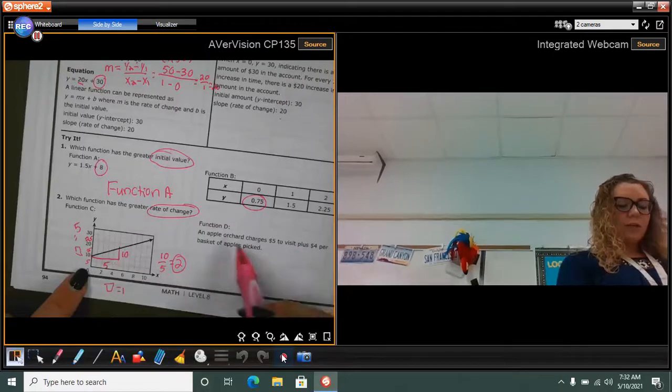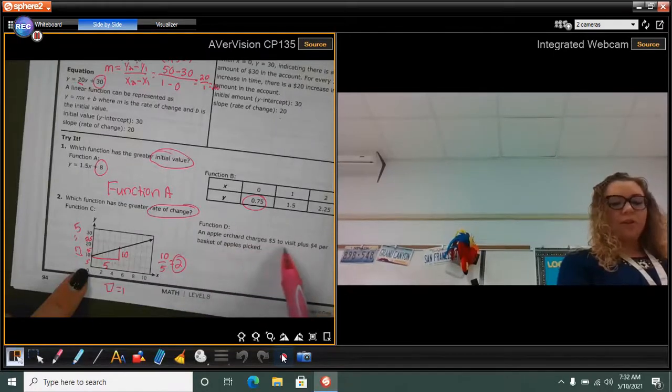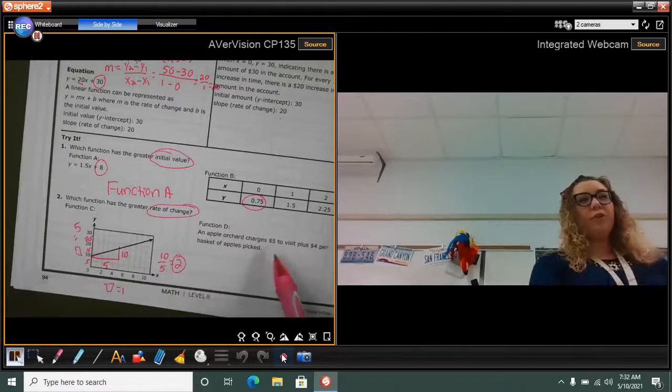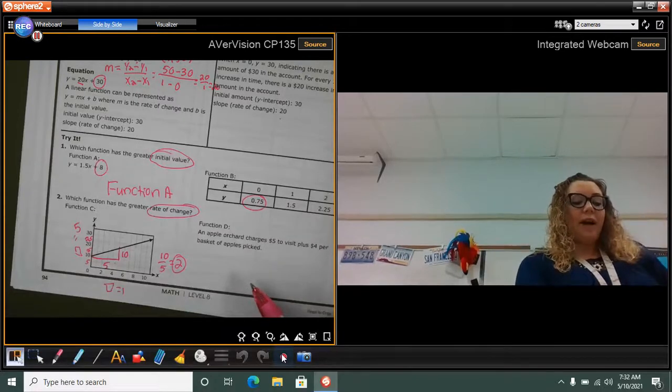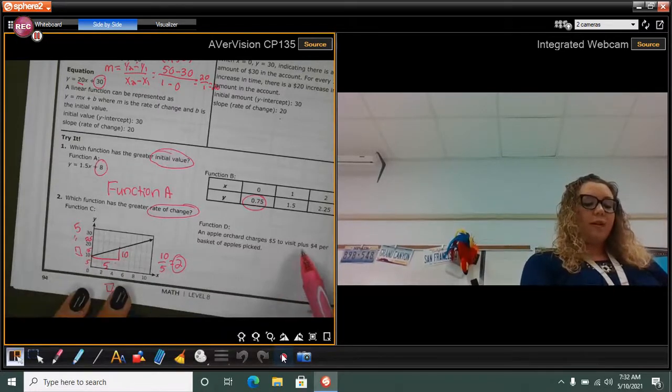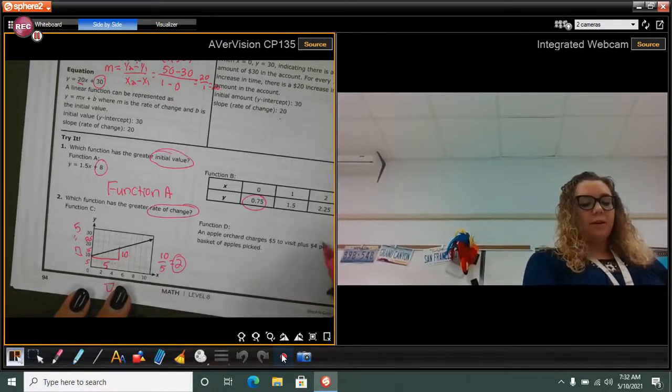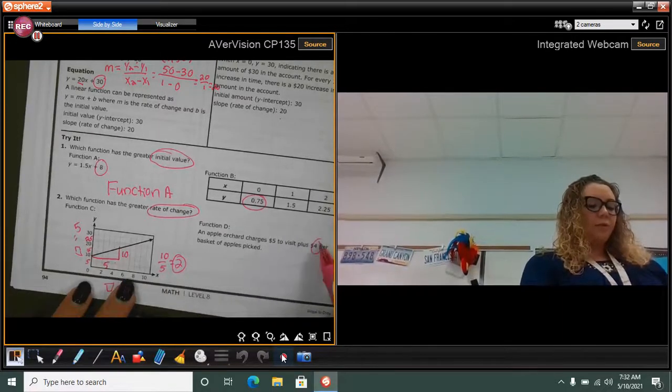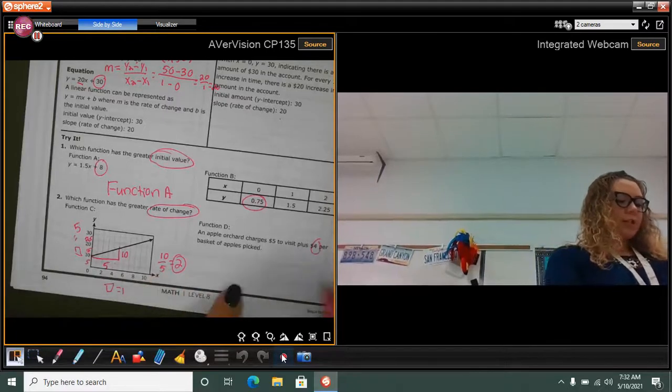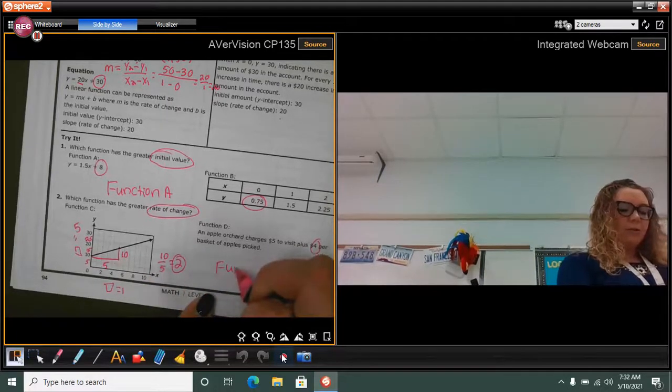Over here, an apple orchard charges $5 just to visit. So before you even start anything, it's $5. That's your initial amount. And then $4 per basket of apples. So what is my rate? 4. Which one has the greatest rate? 4 or 2? 4 does. So function D is my answer.